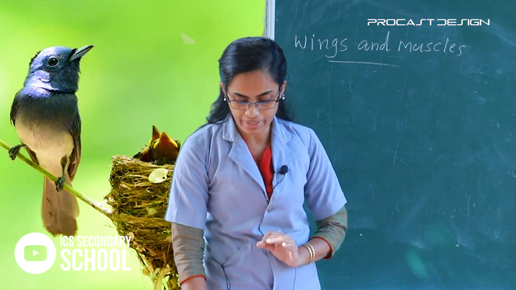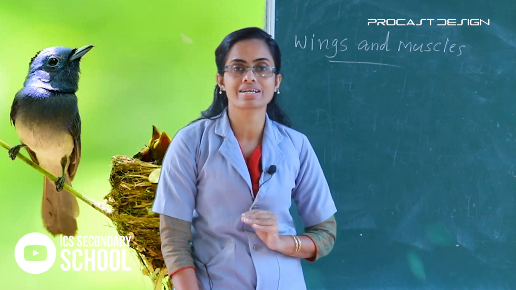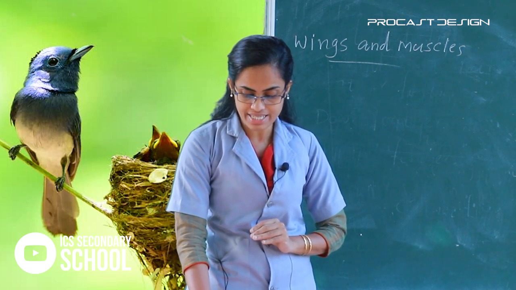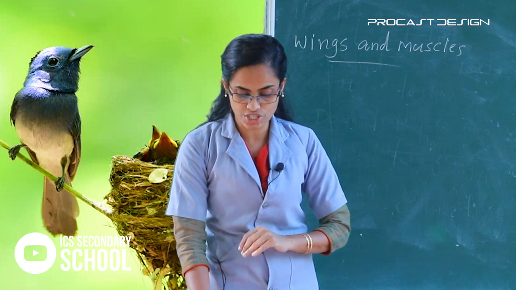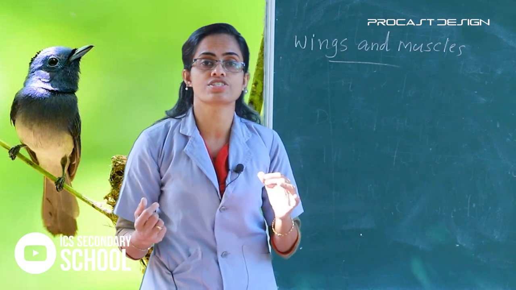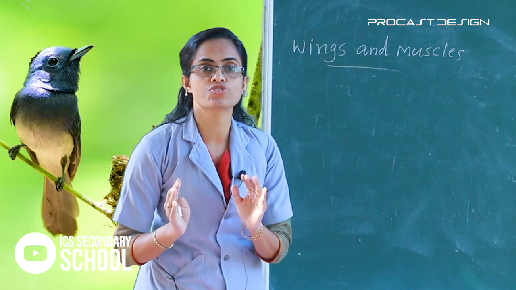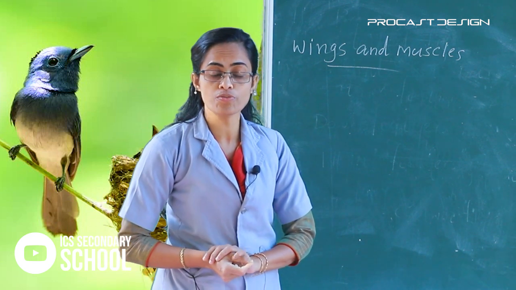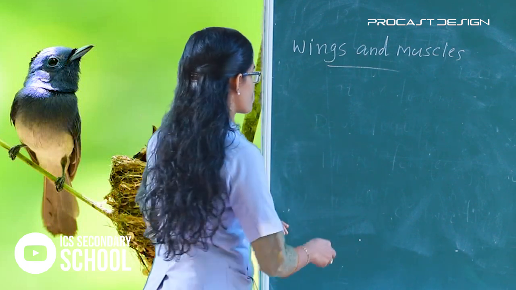The wings of a bird are attached to its body with the help of strong muscles. These muscles help to move the wings up and down, or forward and backward. Birds use their wings for two movements. What are the two movements? Upstroke and downstroke.